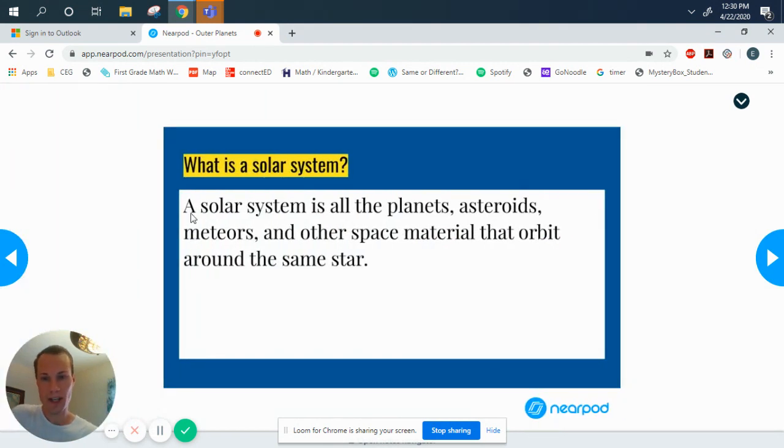So what is a solar system? A solar system is all the planets, asteroids, meteors, and other space material that orbit around the same star. You might think that our solar system is the only solar system in space. That's not true. Each star has their own solar system. You might think of systems like we have at our school, like the system to go to the bathroom, where all have a common purpose. So a system is just all the common things sharing one star.